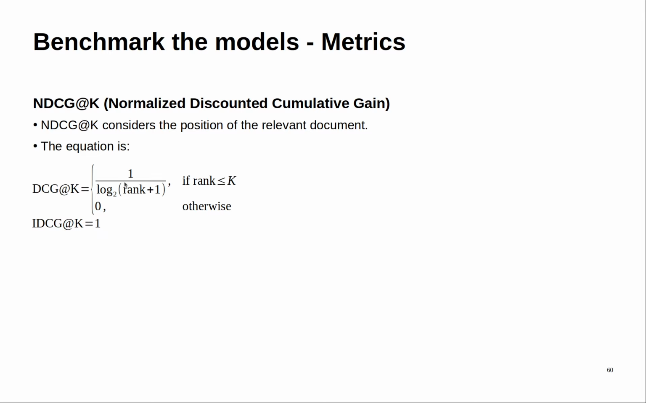So here we have two terms or two cases. If the document is within the top k results, we are going to apply this formula. Otherwise, it is considered equal to 0 because it doesn't appear in the top k results. And to get the NDCG, we take DCG and divide it by the ideal value. And because in our case the ideal DCG is equal to 1, NDCG is equal to DCG.